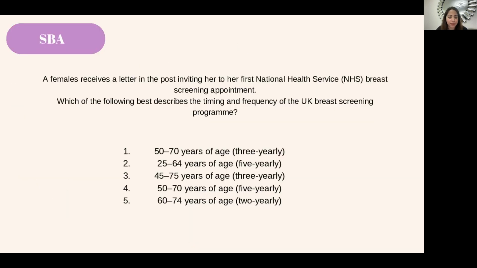Okay, so I just want to see if you guys have any ideas about the breast screening program in the UK. I'm just going to put the poll up if you give me 1 second. I'll give you guys a couple of minutes to answer the question and then we can see.